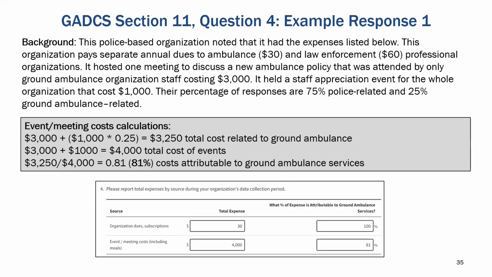The organization also paid $4,000 in event costs. One of the events was fully related to ground ambulance services, while the other event was only partially related. The organization allocates the full cost of the first event to ground ambulance services and a portion of the cost of the second event, using the proportion of responses that were ground ambulance responses. And overall reports that 81% of the event costs were attributable to ground ambulance services. You can see the calculation in the gray box in the middle and the numbers that the organization reported in the screenshot at the bottom of the slide.